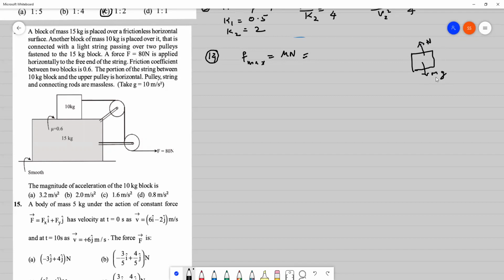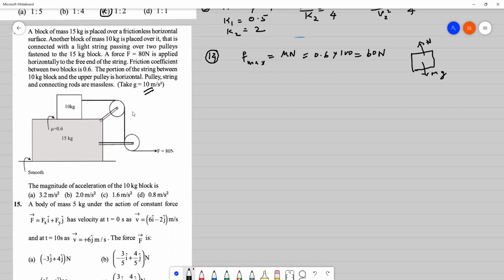So N should be equal to mg here. That means mu is 0.6, m is 10, and they have given the value of g to be 10. So 10 into 10 is 100, so I get 0.6 times 100, which is 60 Newton. So 60 Newton is the maximum friction force.